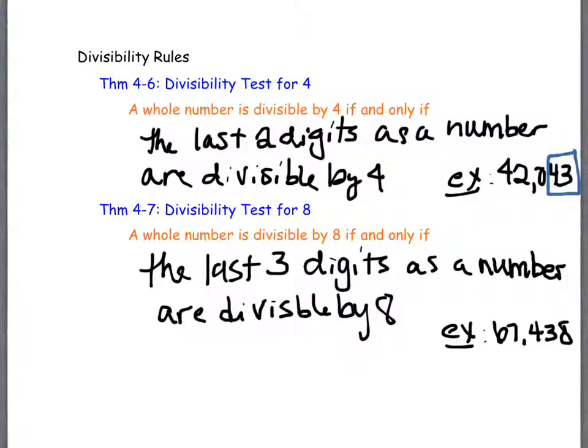So I have 67,438. I would look at these 3 digits as a 438 number, and we would do a real quick division in whatever way you would like, and you would see, is that divisible by 8? If the answer is yes, then the whole thing was divisible by 8. If the answer is no, then the whole thing isn't divisible by 8. Okay. I think my next slide gets to where you want to be, Hannah.